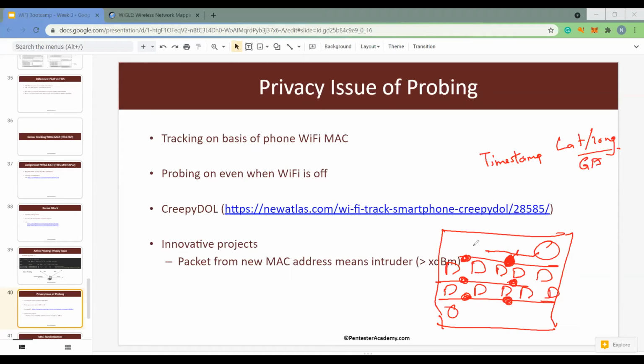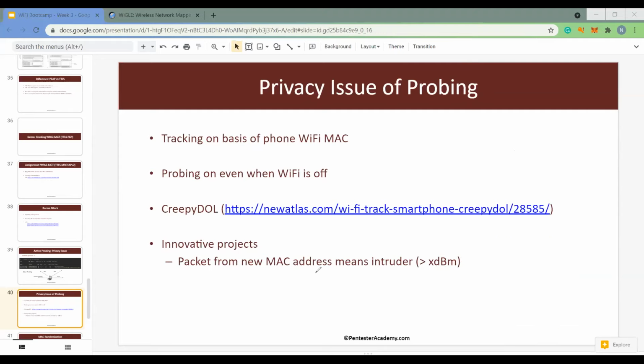So what I can do, if I have enough sensors here, I can actually plot the path that you are taking, and which places you are going through, and how much time you are spending there, right? So all of this I can tell if that is the case. And that is what people have done in the past.